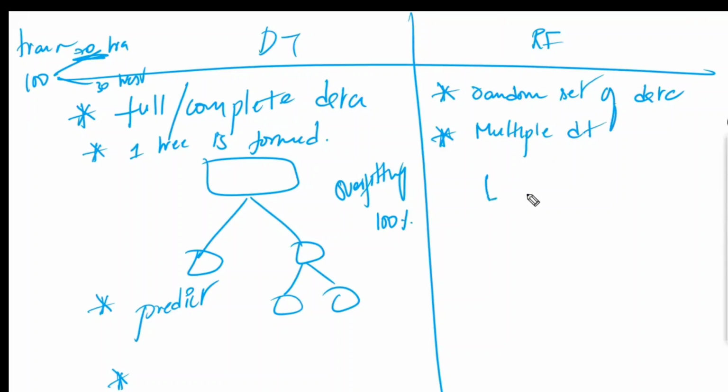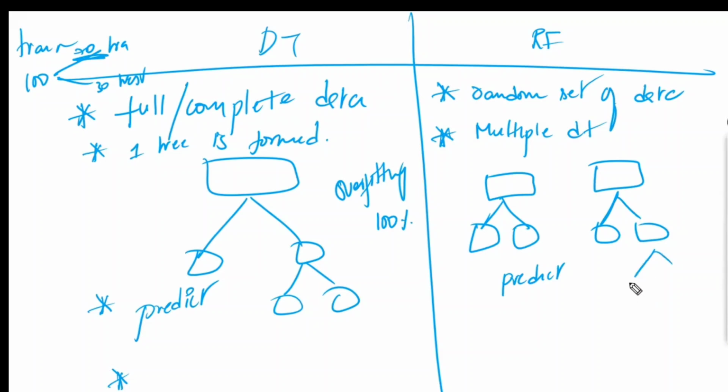Now, for whatever data is there, according to the data, it is going to predict some answer. Different answers it is going to predict. As the data changes, the decision tree changes. As the decision tree changes, the answer also changes. One more decision tree, the answer has changed. Like this, they have taken different decision trees and got different answers.